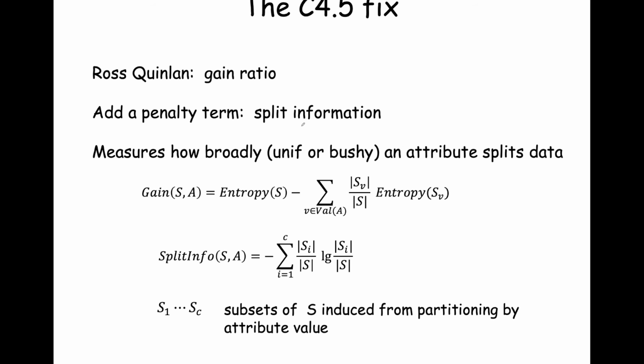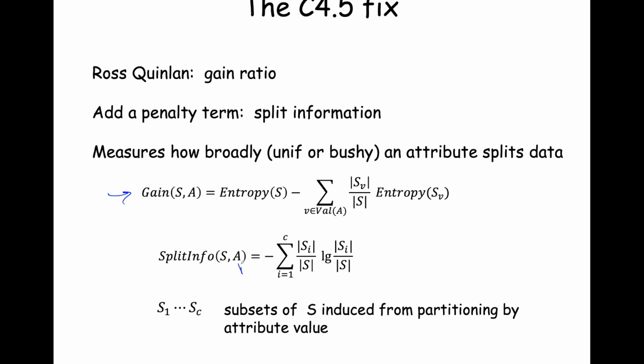And it adds a penalty term, namely the split information, which is a measure of the number of bits due to the plurality of values or the disorder due to the bushiness or the branching factor for an attribute. And so what it does is it measures how broadly, how bushy or uniform an attribute splits the data. So this is information gain here, like we said before, and this is called the split information criteria.